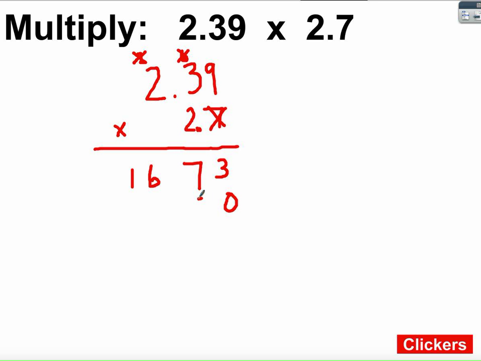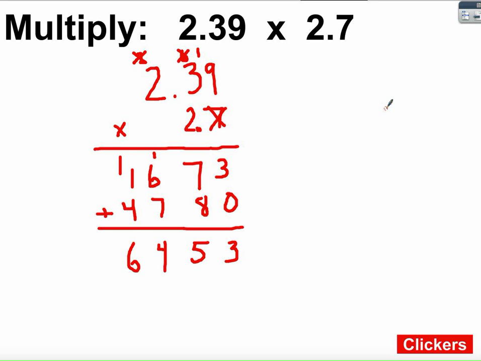Then 2 times 9 is 18. 2 times 3 is 6, plus 1 is 7. And 2 times 2 is 4. And then we add these up. Okay, so the only thing that's different is where do we put the decimal in our answer. So just finish the adding here.